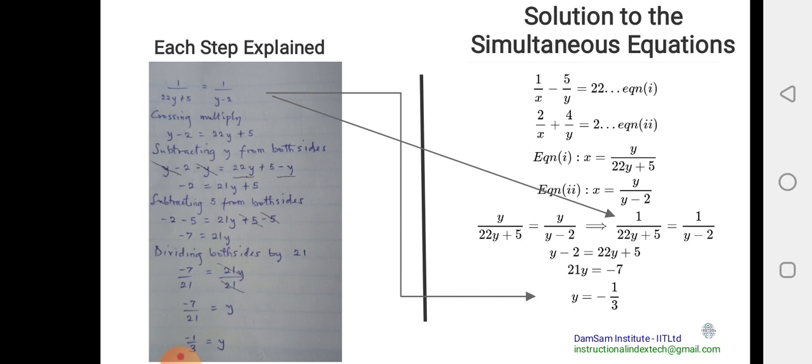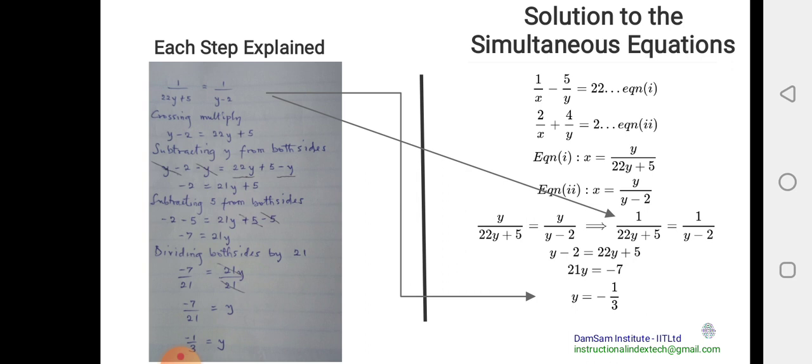The first step we did was to cross multiply, and when we cross multiply, we use the 1 at the numerator to multiply y minus 2, and we also use the 1 to multiply the other denominator, 22y plus 5, and we have y minus 2 is equal to 22y plus 5. After that, we subtract y from both sides. When we subtract y from both sides, we are left with negative 2 is equal to 21y plus 5.